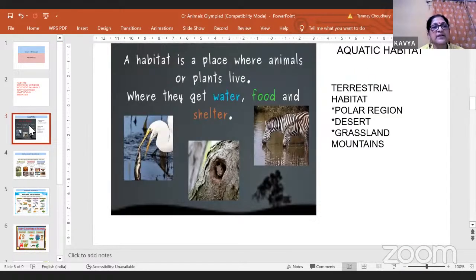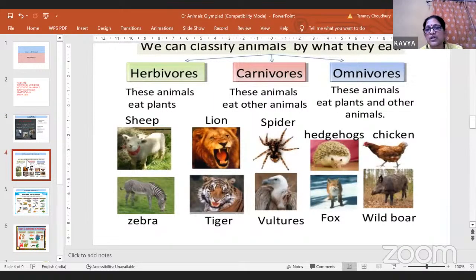Habitat. Habitat is the home of a plant or animal where it can get water, food, shelter, and it will be living comfortably there. They will live and reproduce comfortably. The food habits: herbivores, carnivores, omnivores are there. Herbivores eat plants, carnivores eat animals, depend on other animals, and omnivores eat both plants and animals.